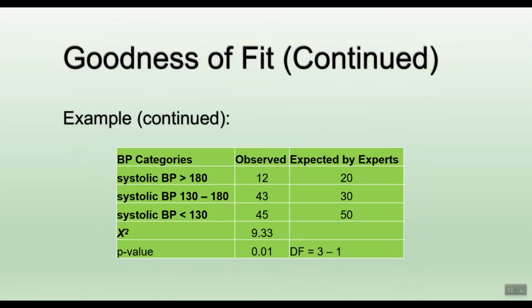In this table, my expected number of samples, well, actually we got 100 people in this sample. Based off of the estimate, 20 people will have high systolic blood pressure greater than 180, 30 will be around the borderline between 130 and 180, and 50 people will have normal blood pressure. My chi-square is calculated to be 9.33, and the p-value equals 0.01.